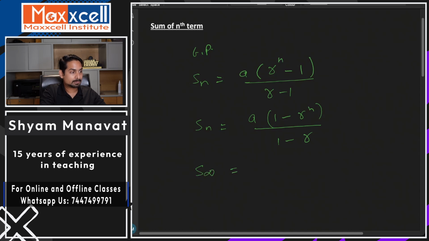So that is a upon 1 minus r. The infinite term formula we apply when r is in decimal, that means between minus 1 to 1. Yeah, in that case. Okay. All right.